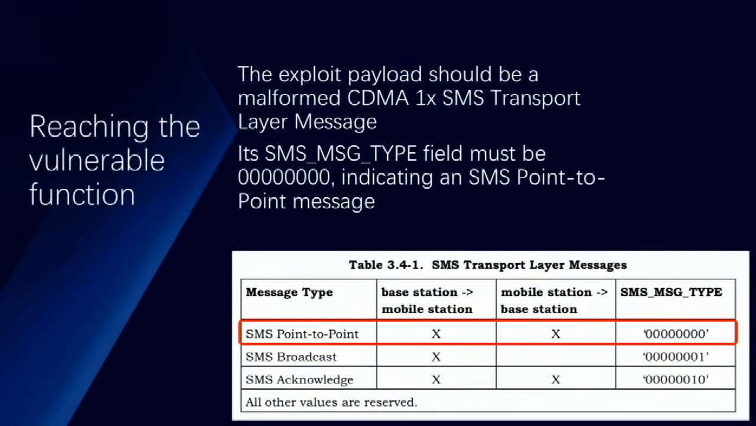In the exploitation, we first need to find a path to reach the vulnerable function. The payload we should construct is basically a malformed CDMA 1x SMS transport layer message. There are many fields and many structures inside this message, and we have to set them all correctly to reach that vulnerable function. The first field we need to set is the message type. We have to set it to 0000 to indicate it is an SMS P2P message.